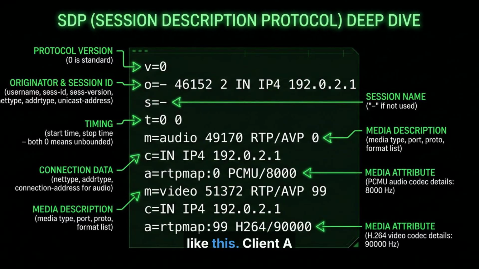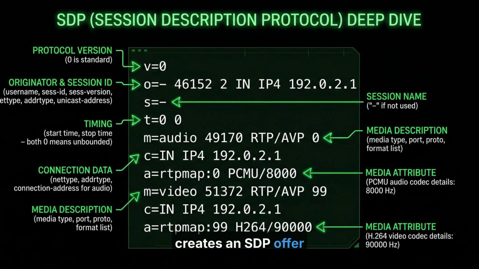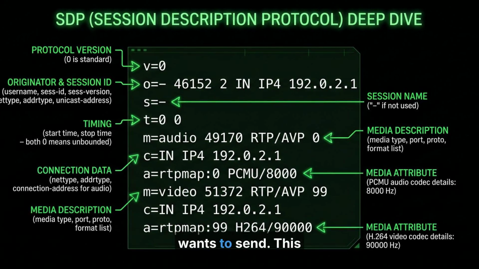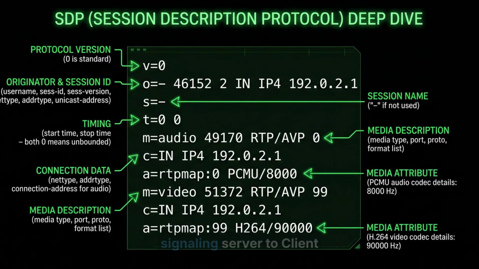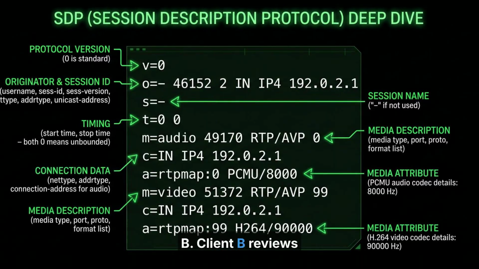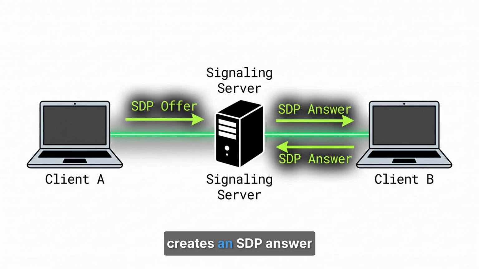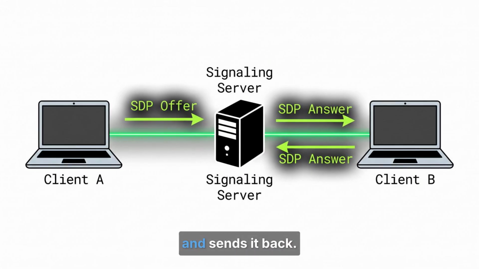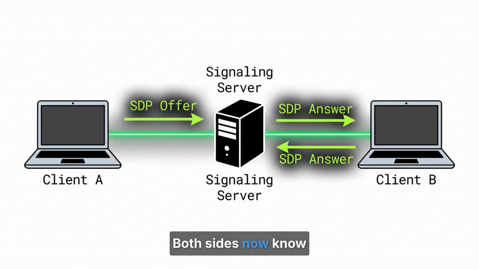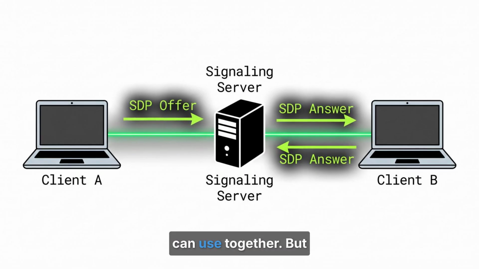The flow works like this. Client A creates an SDP offer describing what media it wants to send. This offer travels through your signaling server to Client B. Client B reviews the offer, creates an SDP answer and sends it back. Both sides now know what media formats they can use together.